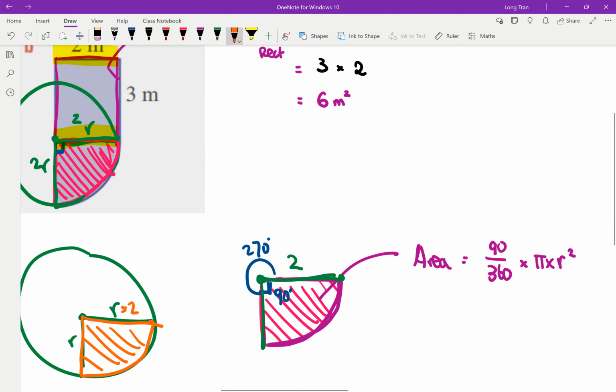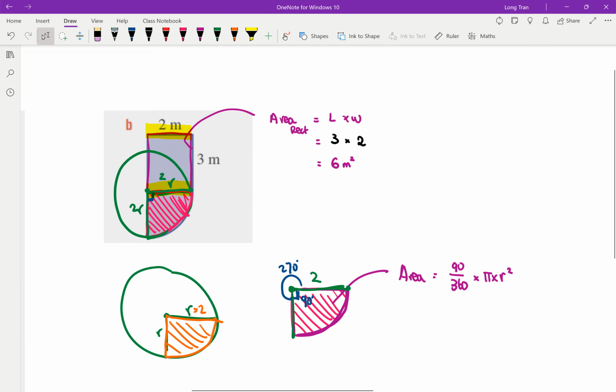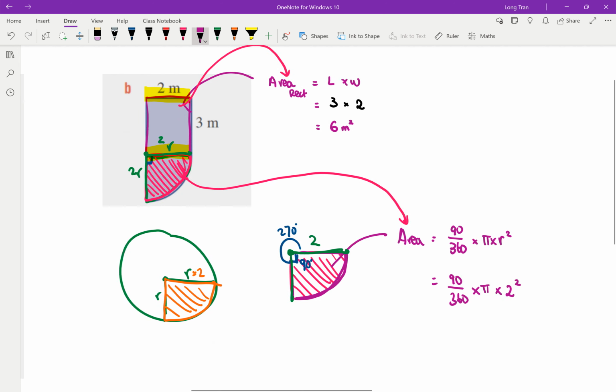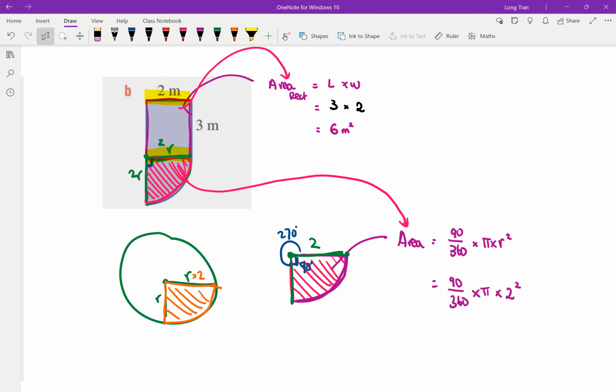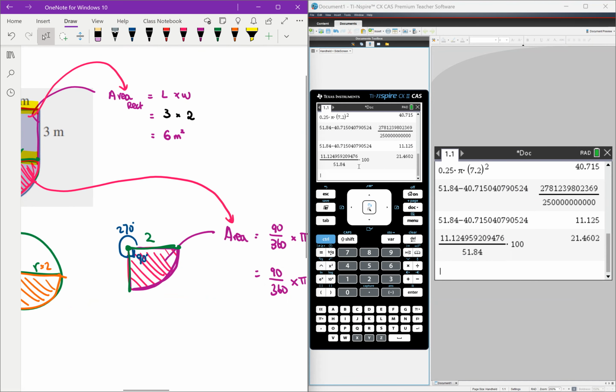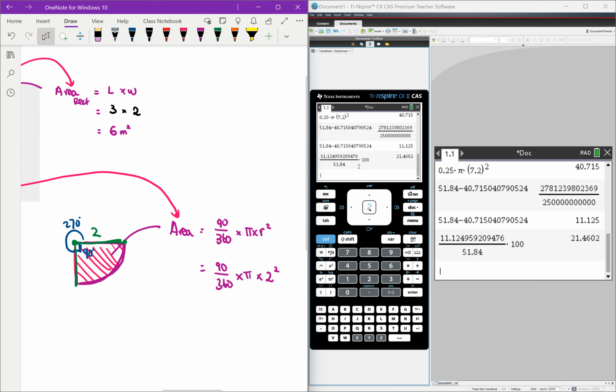So to answer this question here, I would be summing 2 types of areas. I am summing the area of the quarter circle and the area of the rectangle. Okay, so the quarter circle would then have to be 90 over 360 times pi times the radius of 2 squared. So if I were to do it on a calculator, let's do it on a calculator over here. I'm just going to move this aside so we can see the calculations. So we already know area of rectangle is 6.